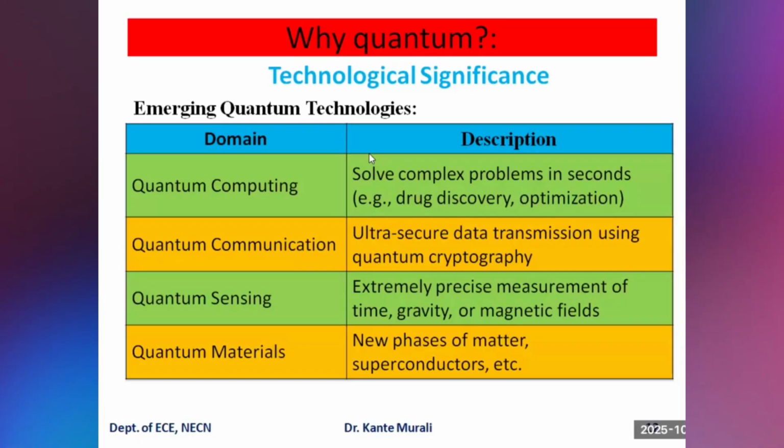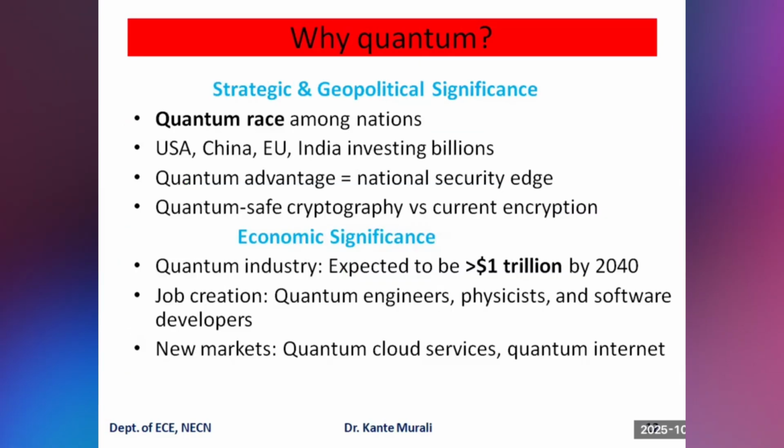Of course, there are also quantum materials, new phases of matter, like new superconductors. That means the conductivity properties of a material keep changing when you bring down the size of the particles, like in nanostates. Next, let us see the strategic and geopolitical significance. What is the need of focusing on quantum technologies? You could say there is a quantum race among nations, as major countries like the USA, China, Europe, and India invest billions towards the development of quantum systems, considering the national security edge.